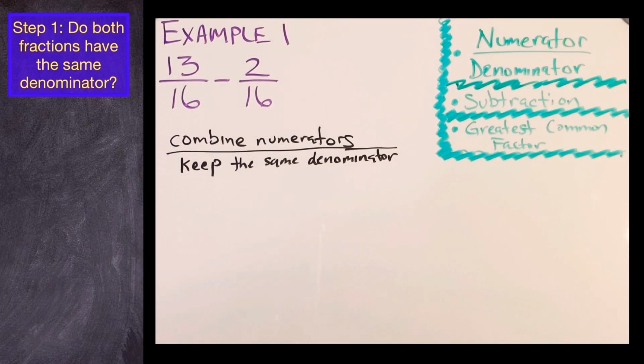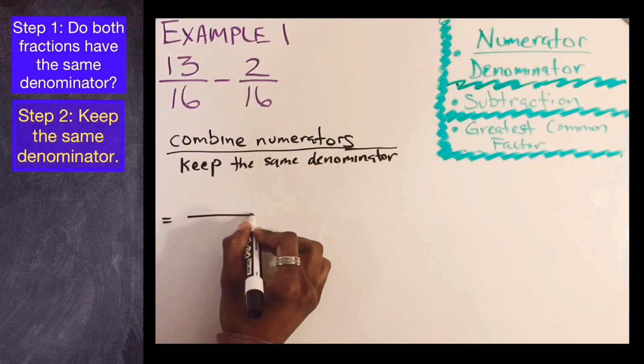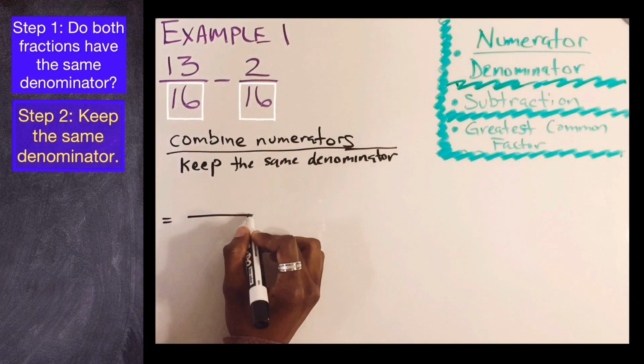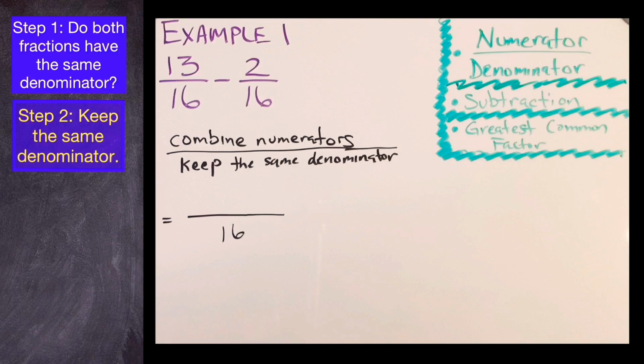So let's move on to step number 2. Step number 2 is, well, exactly what we wrote down. We're going to keep the same denominator. So I'm going to put a little equal sign there. I'll make my fraction line. And we're going to keep our same denominator. So if we look at the example, our denominators are both the same and they are 16. So right underneath this fraction line, we're going to write 16. So far, so good.